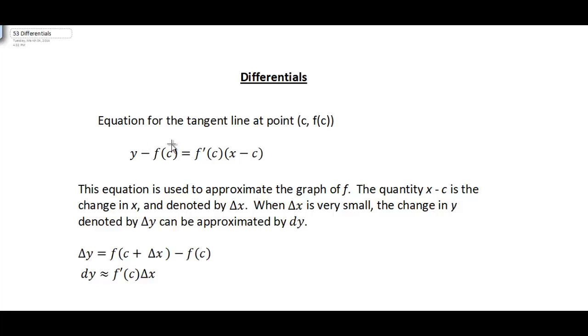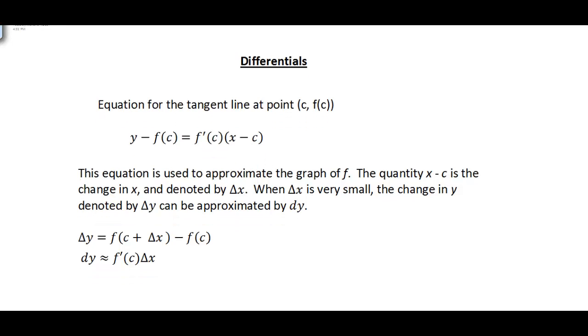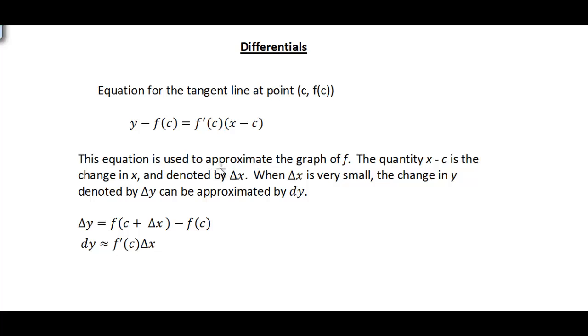You'll notice here once again we're using the same equation of our tangent line at some point c. This is your point-slope form: y minus f of c equals f prime of c times x minus c. This equation, just like we did before, is used to approximate the graph of our function f, and the quantity x minus c is the change in x, which we denote by delta x. And when delta x is very small, the change in y is denoted by delta y, which can be approximated by dy.